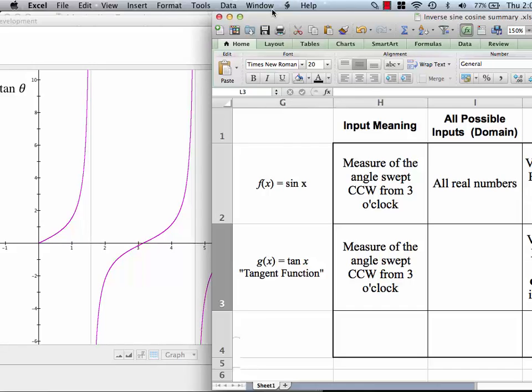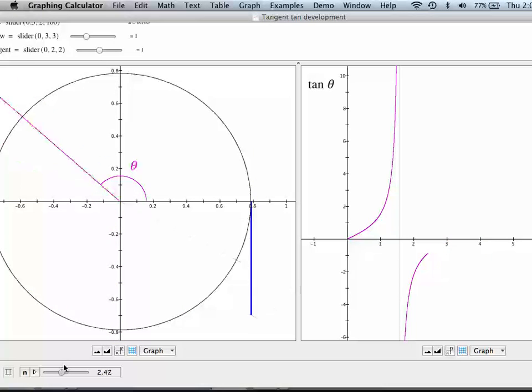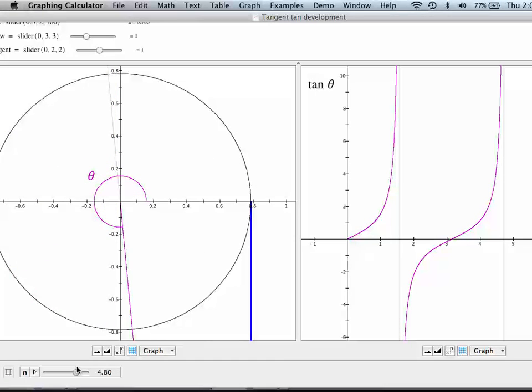So anytime the angle points straight up or straight down, or I'm sorry, not the angle, the terminal side, anytime the terminal side points straight up or straight down, we get this undefined value. How many are there of those? All right, so we need a way to express all of them.